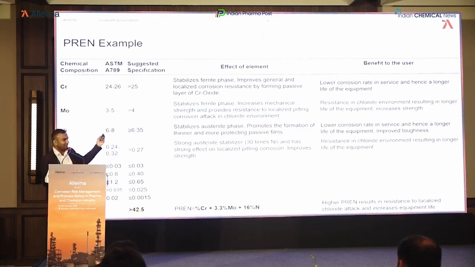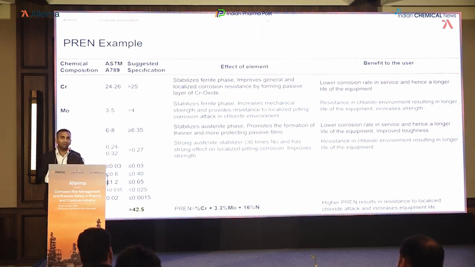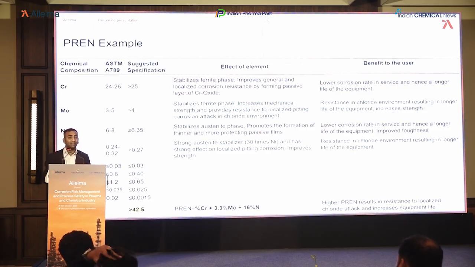And what are the benefits we get by using this higher chemical composition? Chrome and moly give higher resistance to localized corrosion, whereas nickel and nitrogen lower the corrosion rates in service, and improve resistance in chloride environments too.